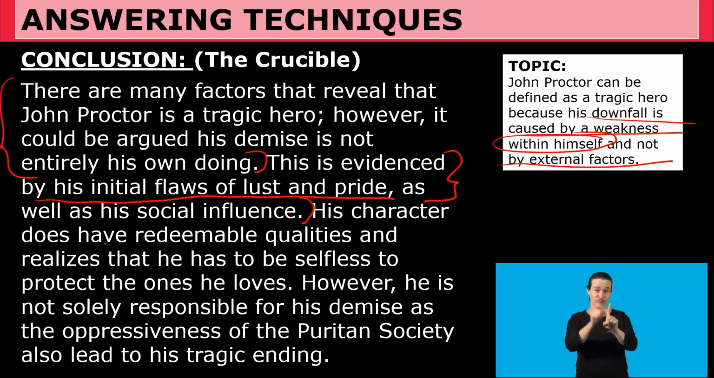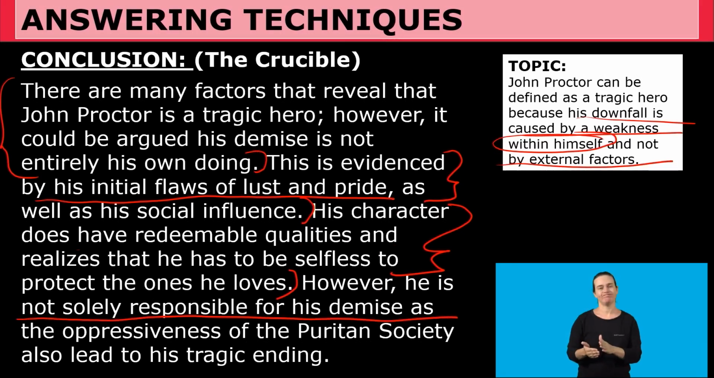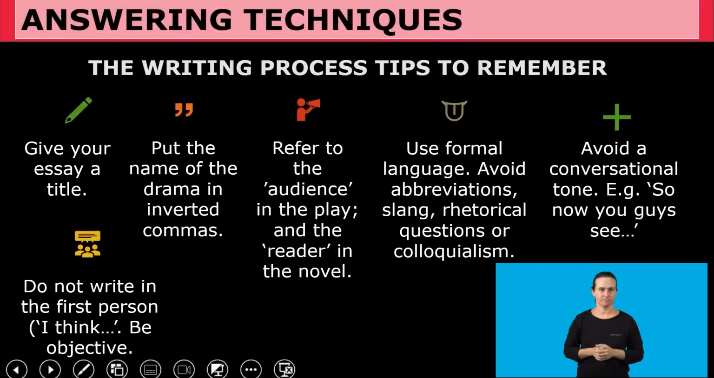His character does have redeemable qualities and realizes that he has to be selfless to protect the ones he loves. So here we have our second body paragraph summarized. However, he is not solely responsible for his demise, as the oppressiveness of the Puritan society also lead to his tragic ending. And that was what we discussed in our third body paragraph. So the conclusion is basically just a mere summary of the key aspects of the essay. Now, let's look at some writing tips to remember when writing your literary essay.